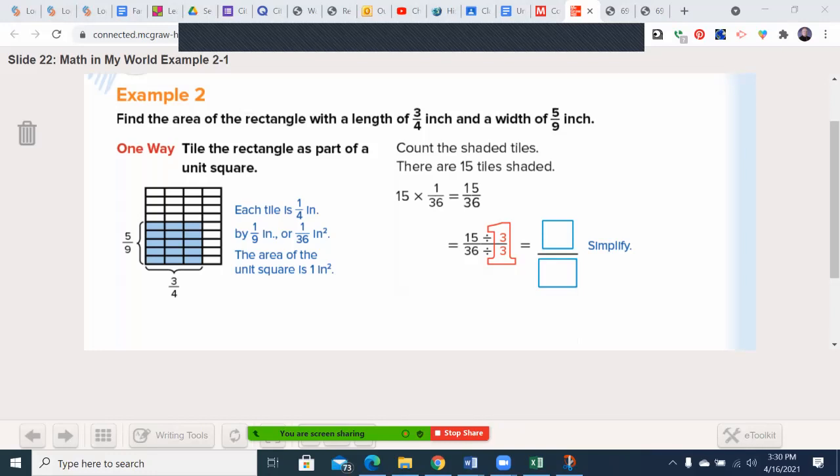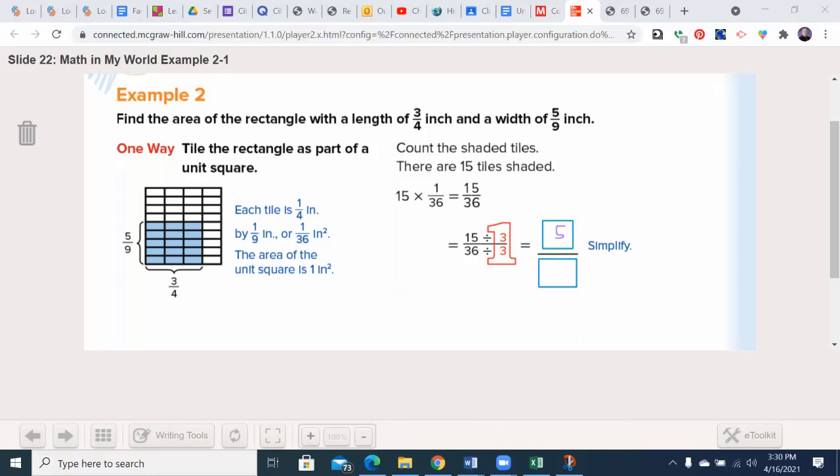One way is to tile the rectangle as part of a unit square. And you can see that here. Each tile is a 1/4 inch by 1/9 inch, or 1/36 inch squared. The area of the unit square is 1 inch squared. Count the shaded tiles. There are 15. There were 36 total. 15 and 36 are both multiples of 3, so I divide, and I get 5/12. So the area of my rectangle is 5/12 of an inch.